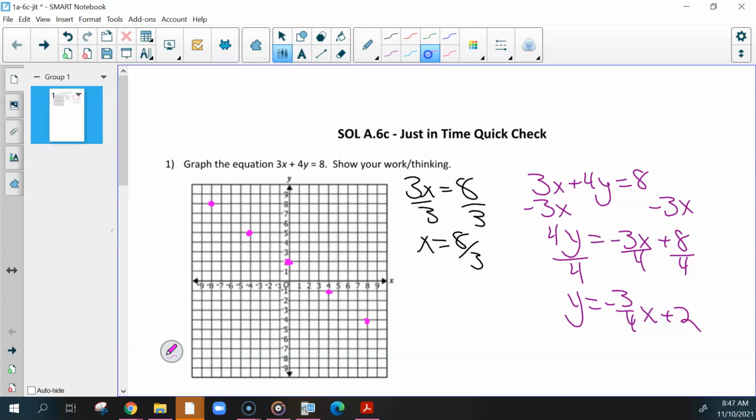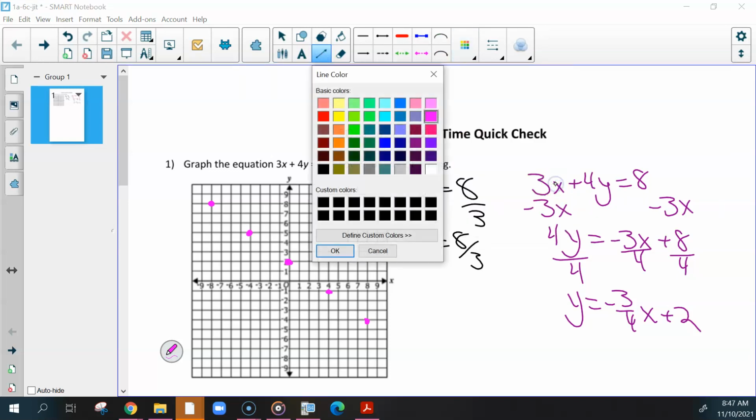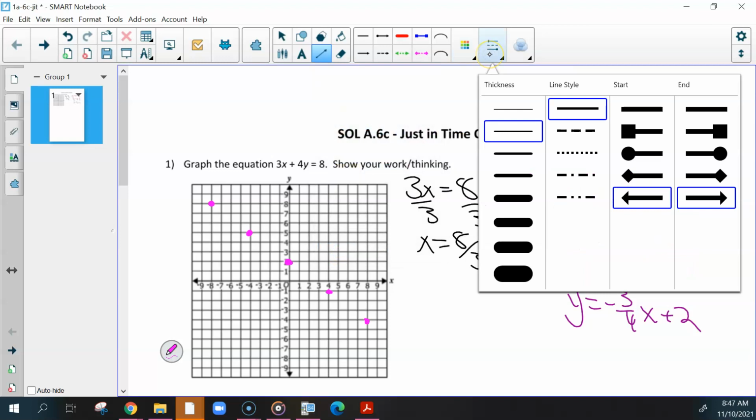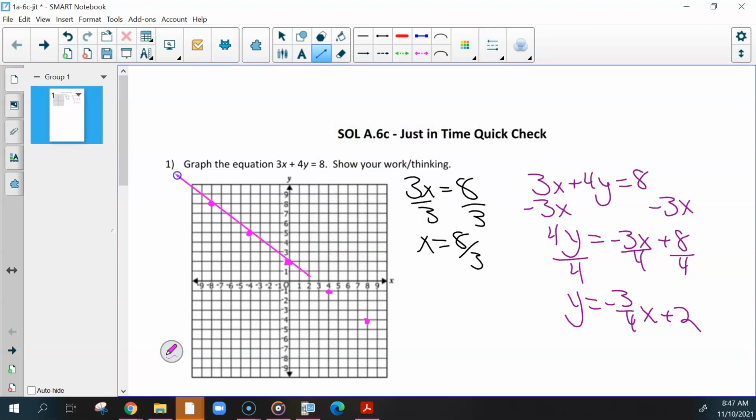Again, if you need rulers, they're in the colorful cart. Grab them for your table. Make sure your lines are as accurate as possible. Go through all of your points and make sure your lines have arrows. Because lines go on forever and ever in both directions, its domain and range are all real numbers. Any questions on that?